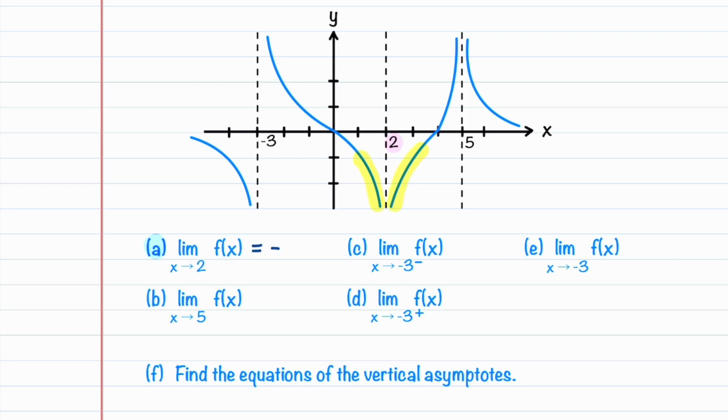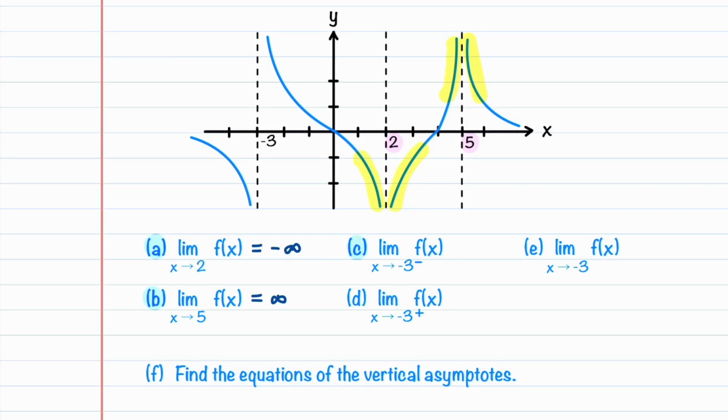So this is equal to minus infinity. Let's look at part B. For this one, we're taking the limit as x goes to 5. Let's go up here then and look at 5. And our function from the left goes to infinity, and from the right, it also goes to infinity. So this is equal to infinity.